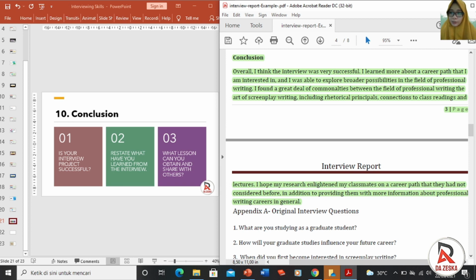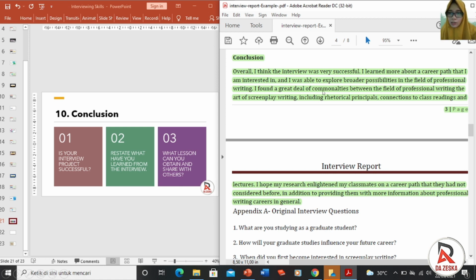Okay, this is the example. Should I read this? Okay, let me read for you. Overall, I think the interview was very successful. So this is about the interview project, whether it is successful or not. I learned more about a career path that I'm interested in, and I was able to explore broader possibilities in the field of professional writing.